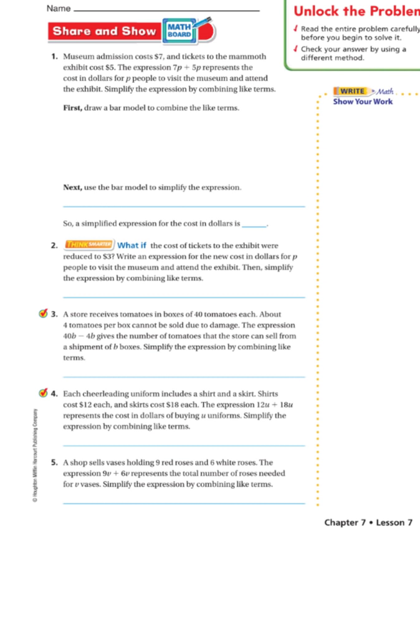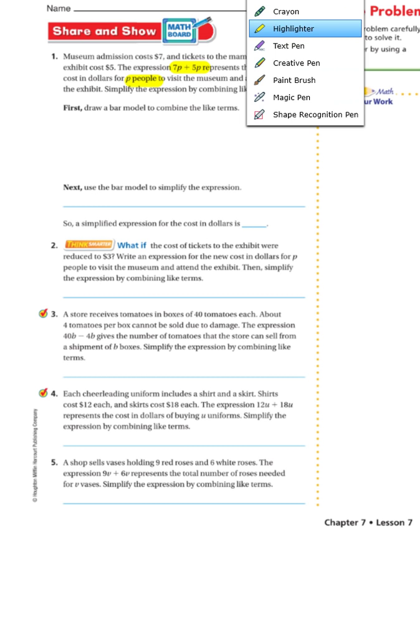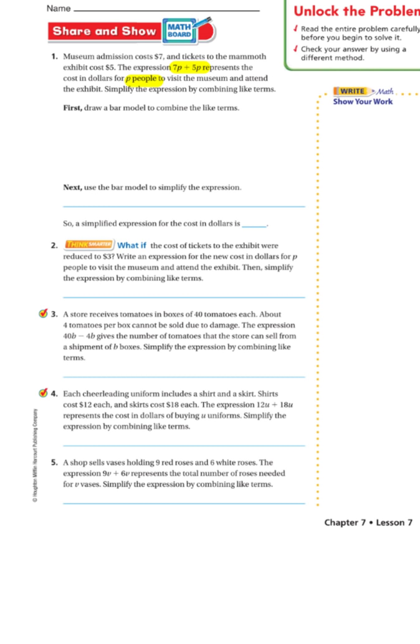Okay, let's move on to share and show. Museum admission costs $7 and tickets to the Mammoth exhibit cost $5. The expression 7p plus 5p represents the cost in dollars of p people. So p stands for people, and 7p plus 5p is going to be your expression to visit the museum and attend the exhibit.